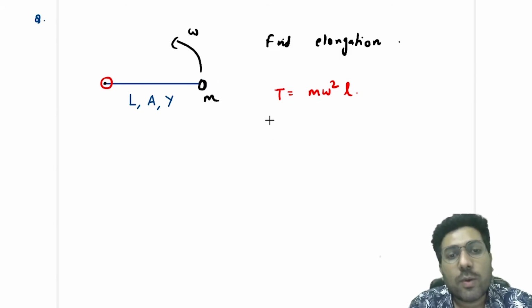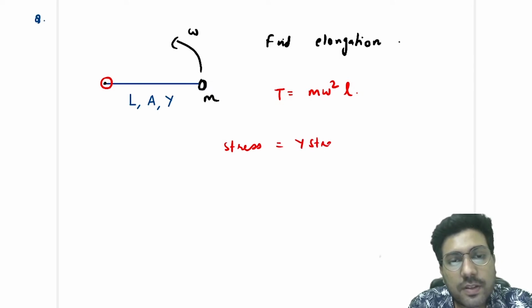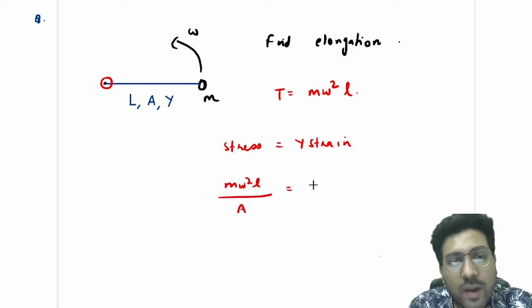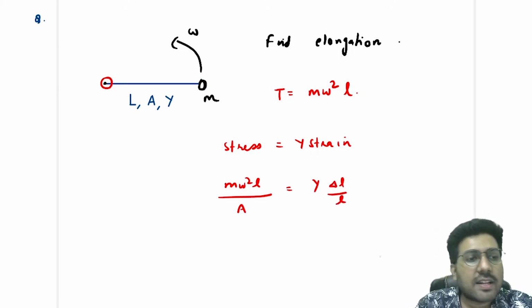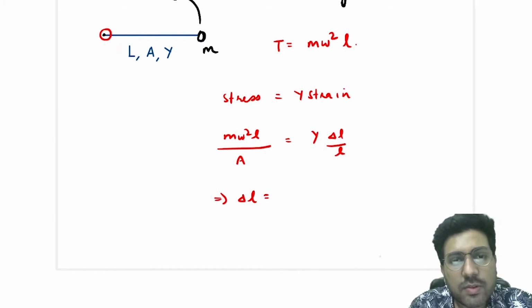So now once you get the tension, you will say stress is equal to Y strain. So that means m omega square L divided by area is equal to Y strain. Now Y into strain is delta L by L. Now they have asked you delta L, they have asked you the elongation. The delta L is m omega square L square divided by AY.